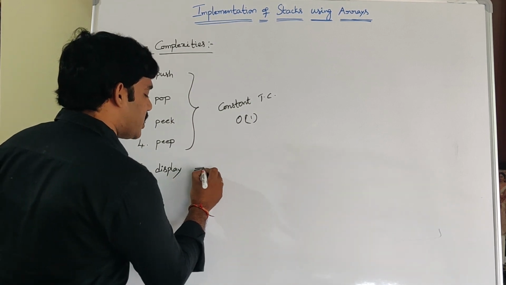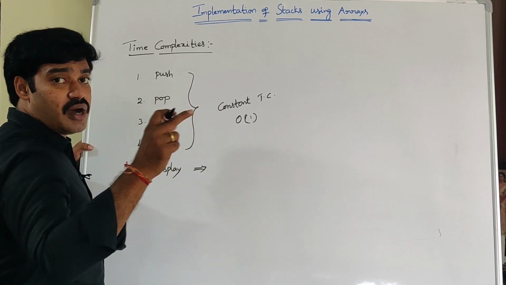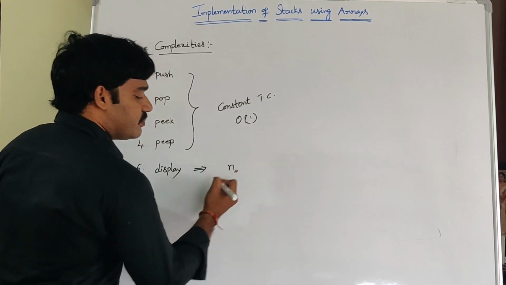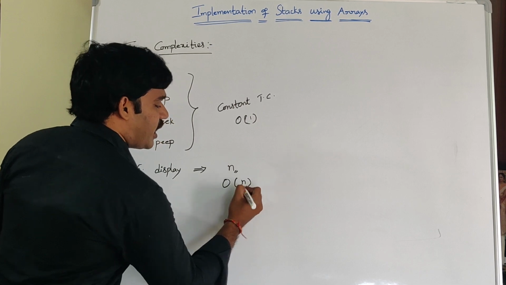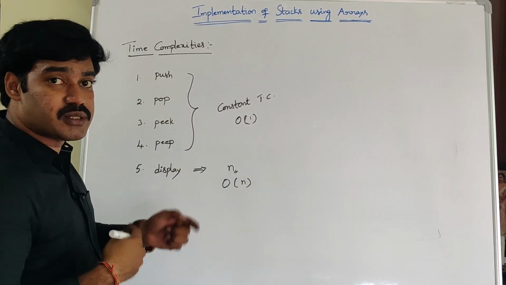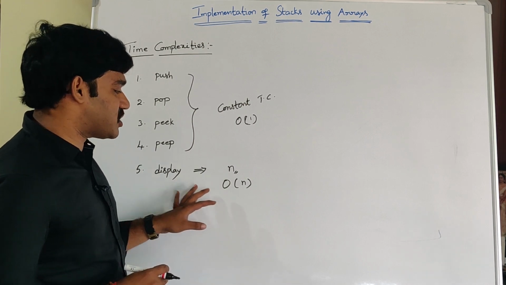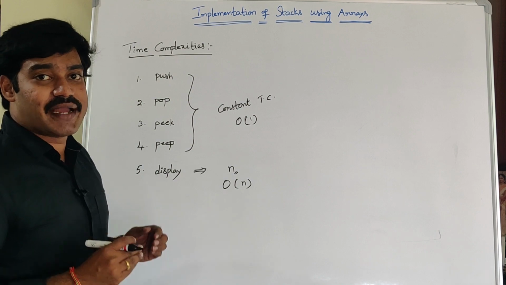Whereas in the display function, we are using a loop: for i equal to TOS, i greater than or equal to 0. If the number of elements is n, then what is the time complexity? Big O of n. Why? Because we have to repeat that for loop n number of times. So the time complexity of the display function is big O of n. So this is about the stack data structure.